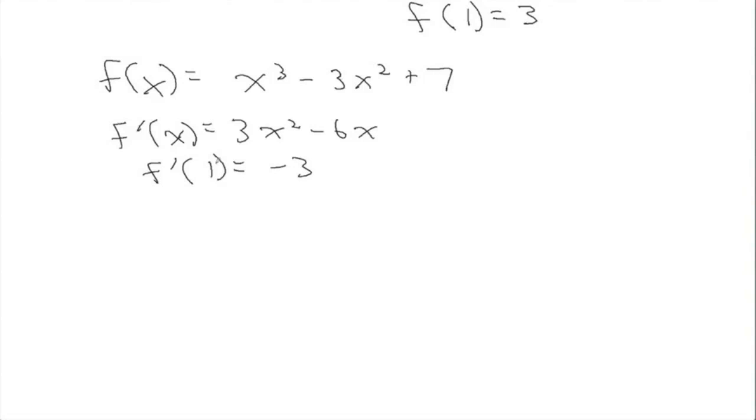Good. And there's also another interpretation. This also tells us that when x is 1, the slope of the tangent line to the function is -3. Those are two valid interpretations. So another interpretation here is that when x is 1, the slope of the tangent line to the function is -3.